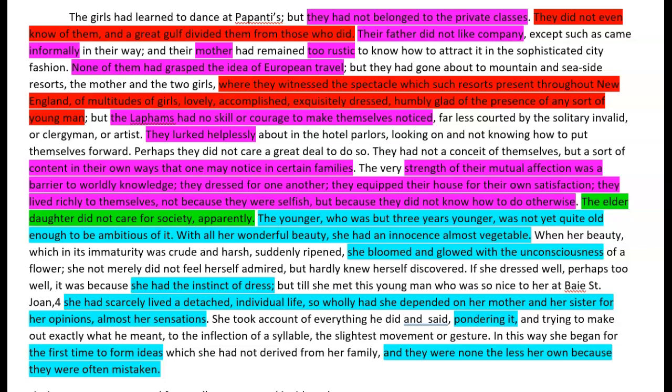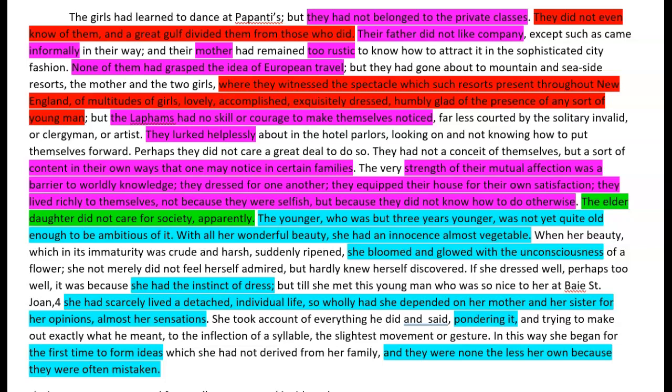They didn't really grasp the idea of traveling to Europe, which again would allude to us that they don't really understand the morals or the values of the upper class. It also says they witnessed the spectacle which such resorts present throughout New England of multitudes of girls who are humbly glad of the presence of any young man. So these girls, the mom and the girls, are seeing these resorts, which are basically set up so that girls can get married, and they see that the girls are there to meet men and to flirt and are really glad if a guy talks to them.